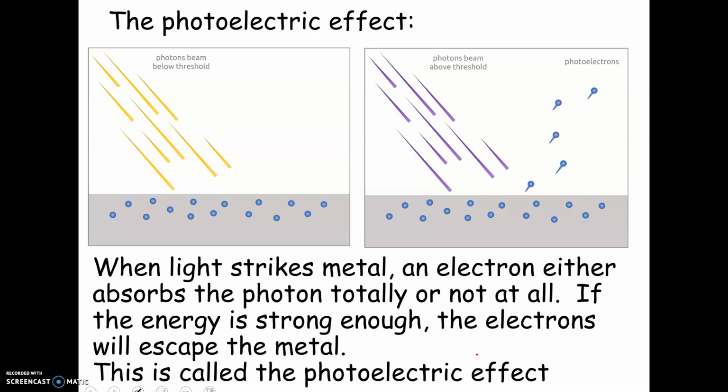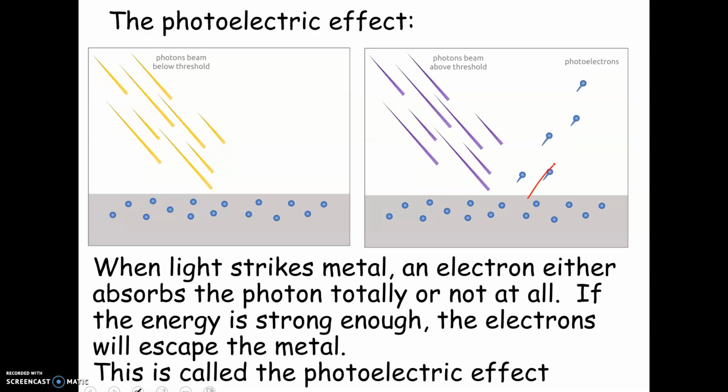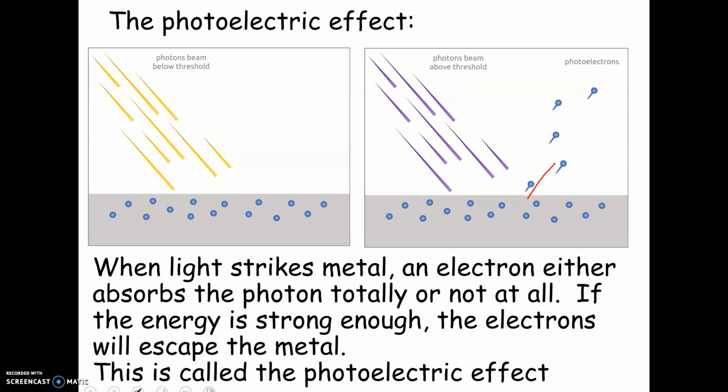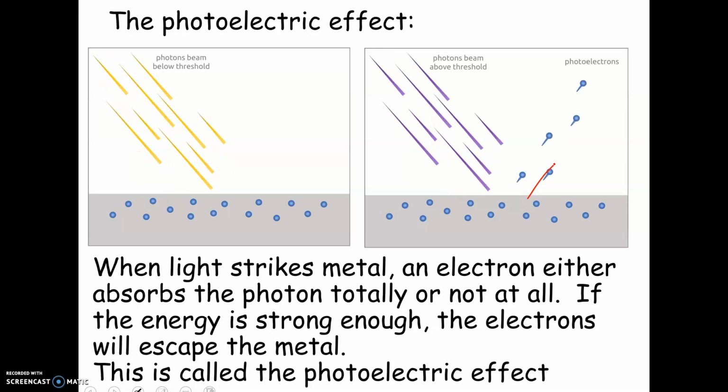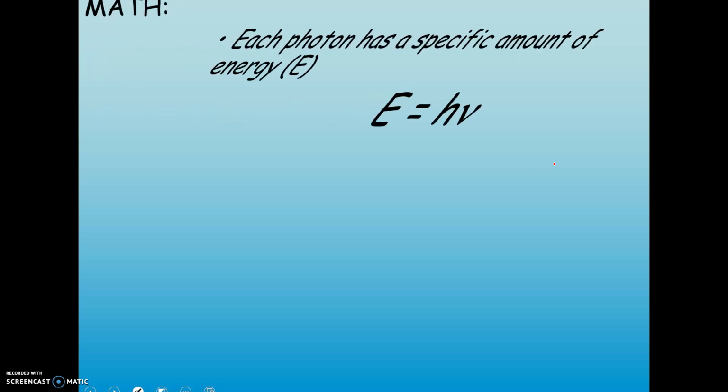And so this is what it's showing when light shines on a metal. It either is below the threshold and nothing happens, or it's above that threshold and you actually see electrons repelled from here. And so this is called the photoelectric effect. So there's some math that goes with this too.